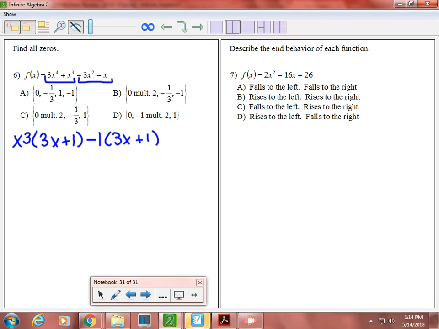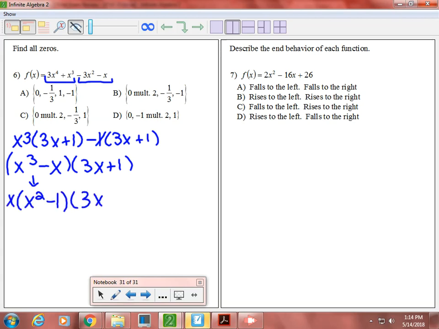So now I have x to the third minus, oh, and this one I could take out 1x. That's what I forgot to take out. Minus x, and here I have 3x plus 1. Well, this one factors down even further. I can take a common x out, and I have x squared minus 1. Still not done, though, because this factors to x plus 1 and x minus 1.